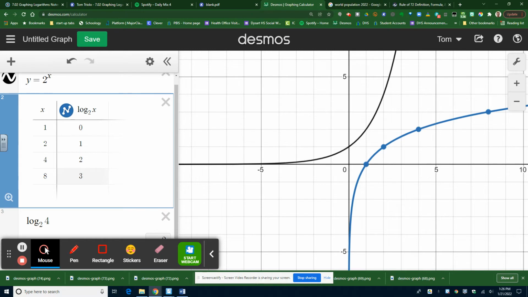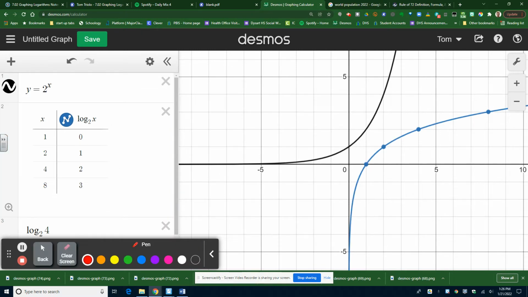So it's kind of like this. Instead of y equals 2 to the x, this is x equals 2 to the y. So it's more like the x's are dependent on the y's than vice versa. Okay? So this graph right here is the same as y equals log x base 2.